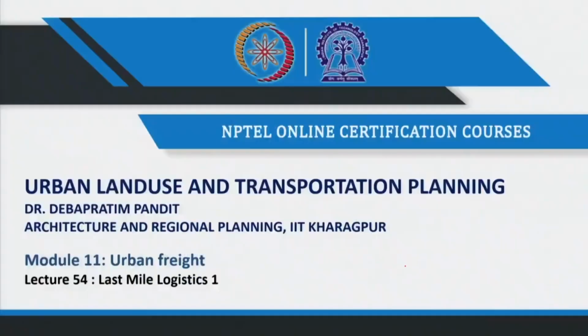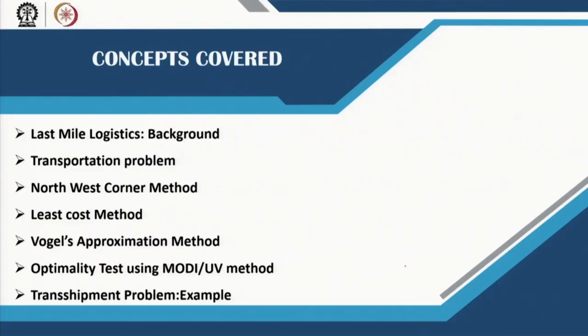Welcome back. In lecture 54, we will talk about last mile logistics, and it will be done in two parts. So, this is part 1. The different concepts that we will look at are: we will look into what last mile logistics is all about. Then we will look into the transportation problems. We will try to solve the transportation problems, and transportation problems are required both for last mile logistics as well as all normal logistics problems. We have discussed it in the last lecture.